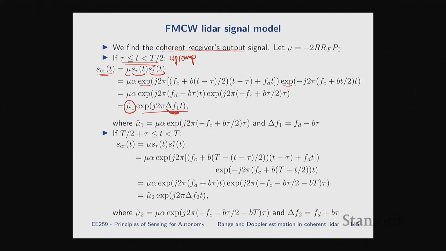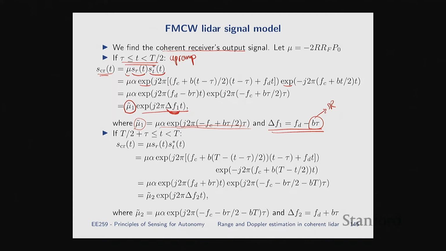But what's interesting is that delta f1 is equal to your Doppler shift minus b times tau. What is b? b is the slew rate, and tau is the round trip delay. And then mu tilde 1 is just some complex number. It doesn't really matter. It's a constant, right? There's no time dependency for it.